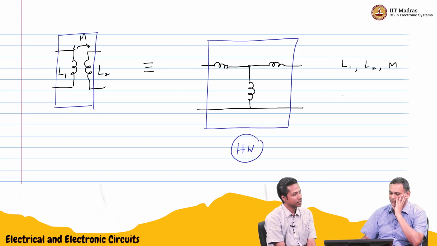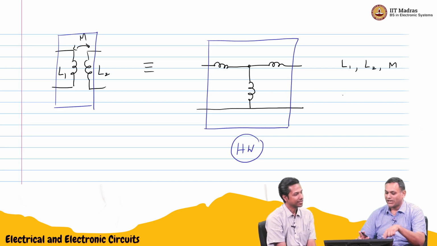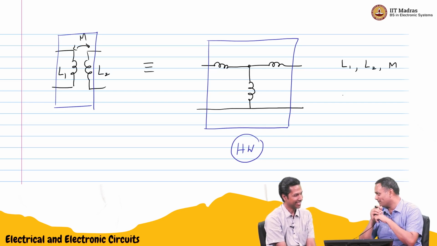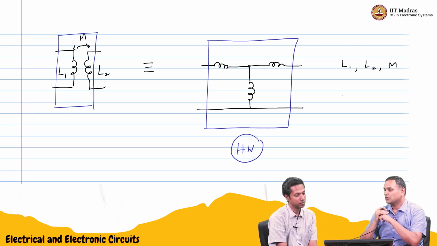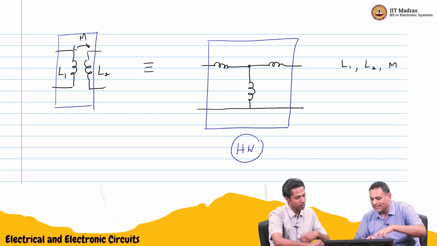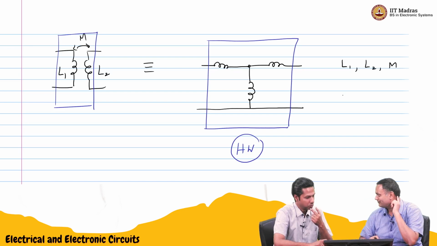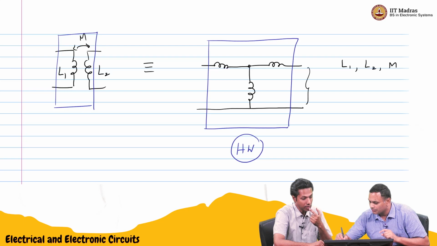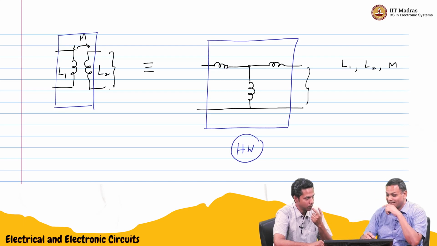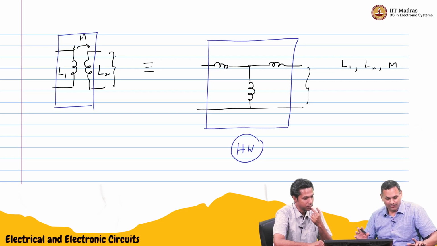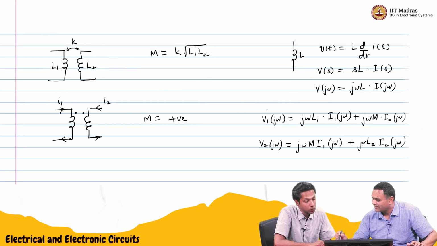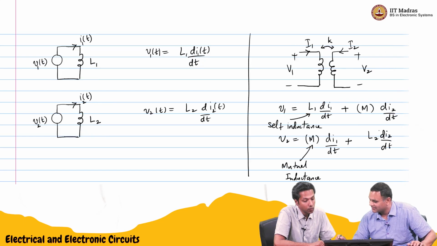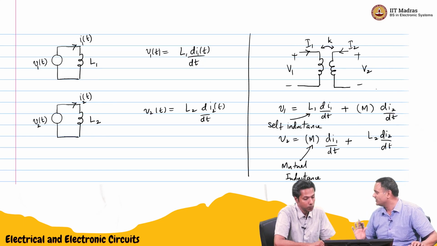What shall we do? Okay, let me think, let's do one of them. Let us say I leave the secondary open. That is like leaving this open. If I leave the secondary open, there is no I2. That means the mutual inductance term for V1 should be 0, because di2 by dt is 0 as I2 is 0. So V1 will only be L1 di1 by dt.